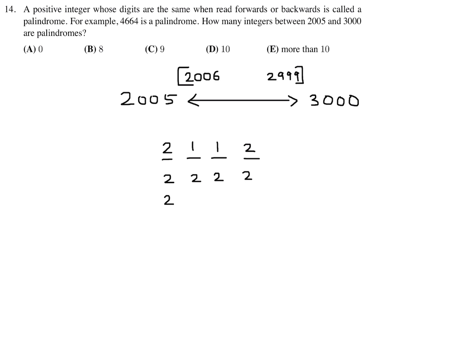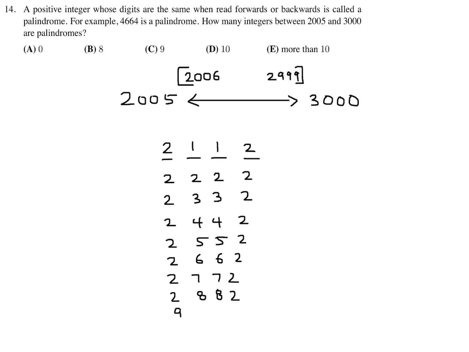2222? Yep, 2332. All of these, you probably already have the hang of it after just writing a couple of these. All the way down to 2992. I think that's it. That'll be the only palindromes. How many do we get? 1, 2, 3, 4, 5, 6, 7, 8, 9. Yep, that's it. So number 14, the answer is C.